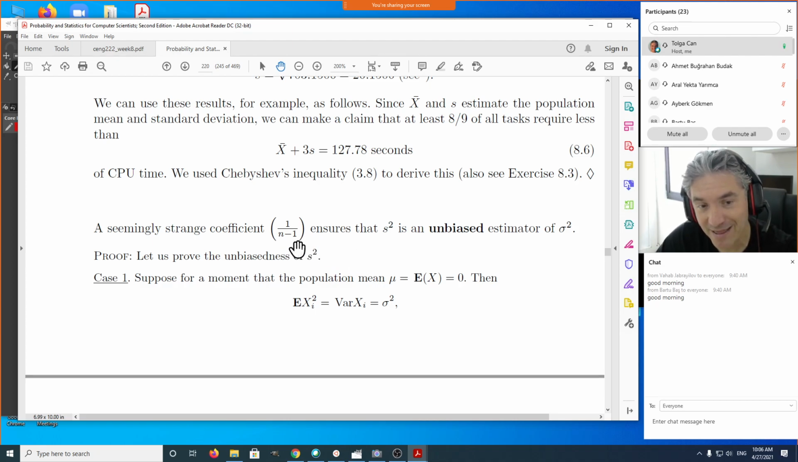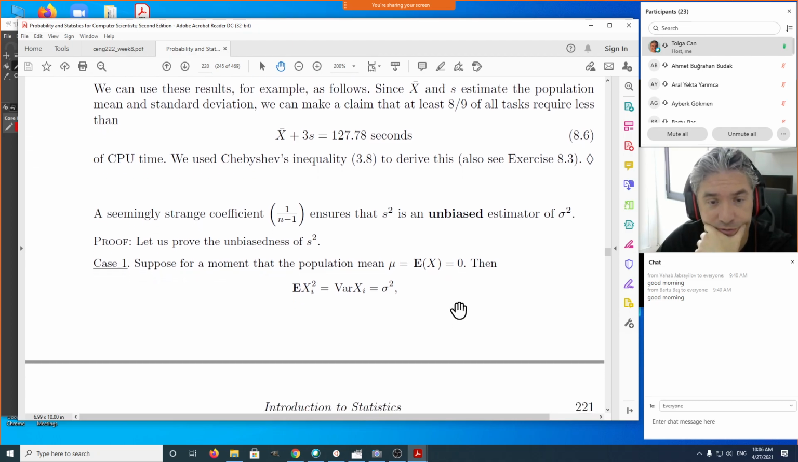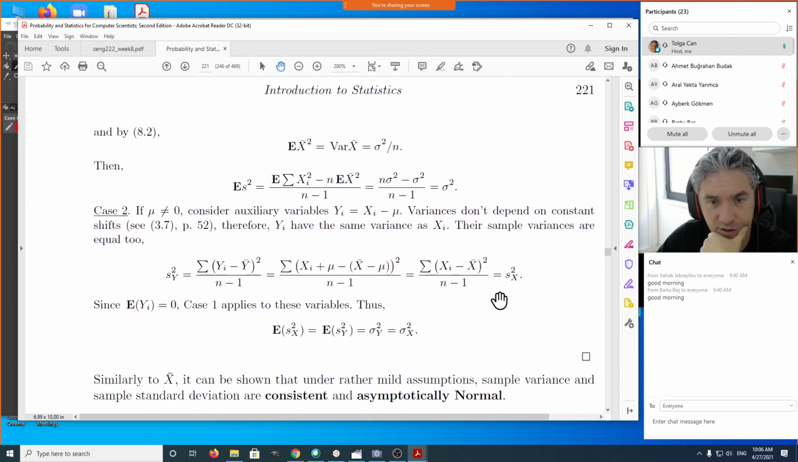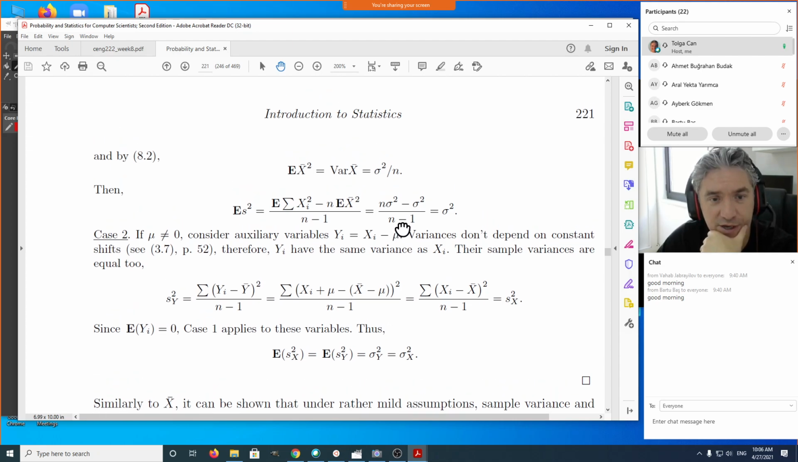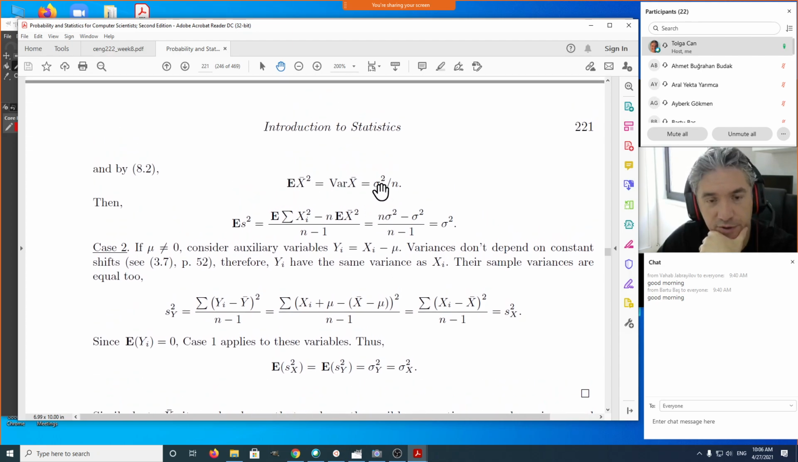We need this to ensure that the sample variance is an unbiased estimator of the population variance, which means that the expected value of S squared should be equal to sigma squared. There are two cases that it discusses. First, for simplicity, if the population mean was 0, the proof is actually like half a page or even less than that. When the population mean is 0, we get variance directly, sigma squared divided by n.